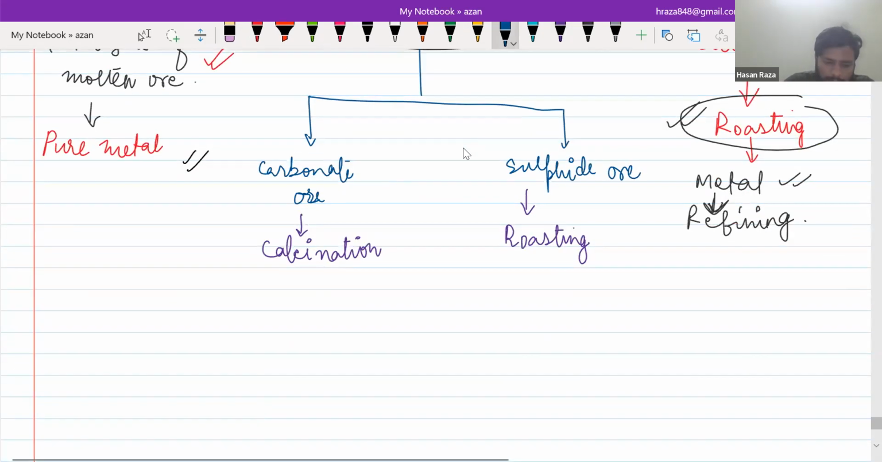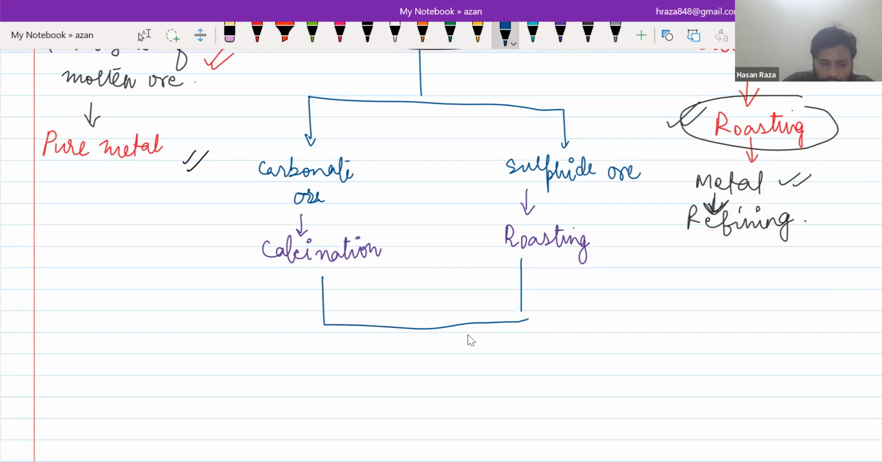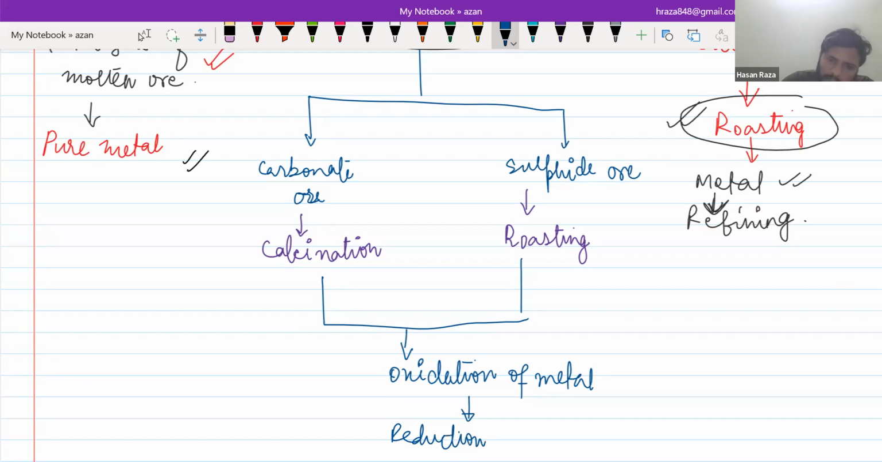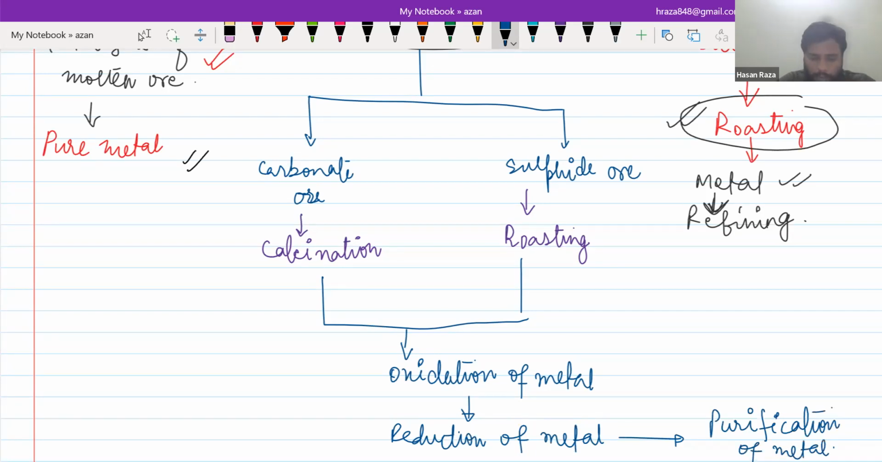After this process, we will do oxidation of metal. When you do calcination or roasting, it will be oxidized. There will be metal oxide. Then we will do reduction of the metal with a suitable reducing agent, and then you are going to do purification of metal, and you will get your original metal, pure metal.